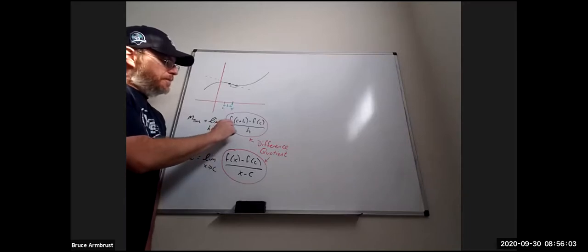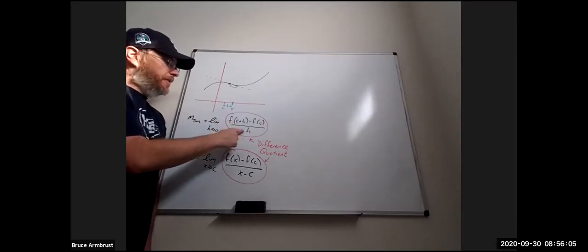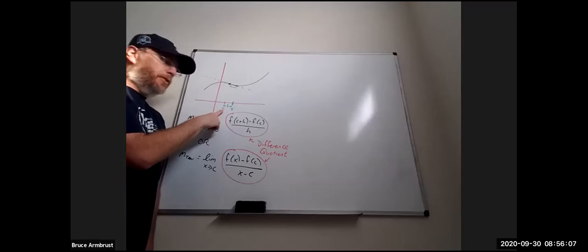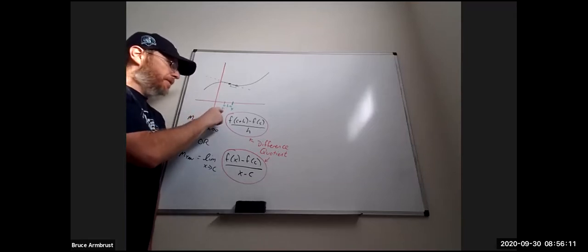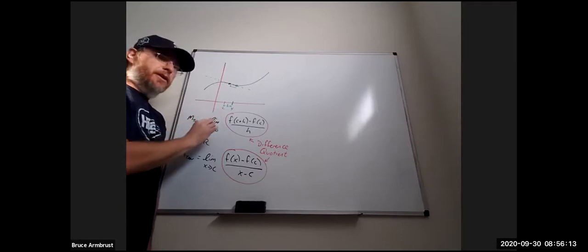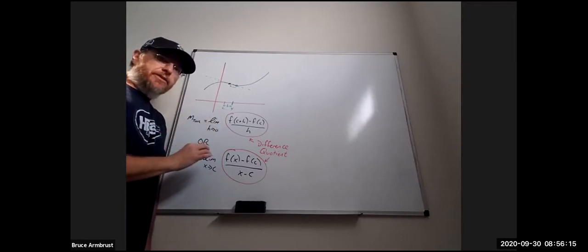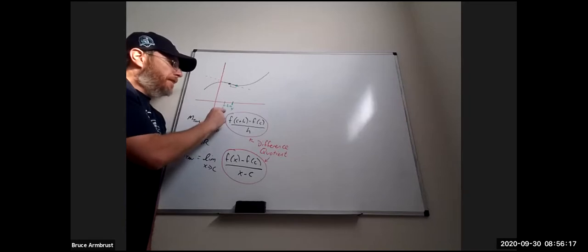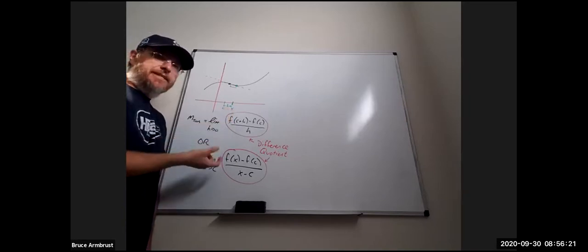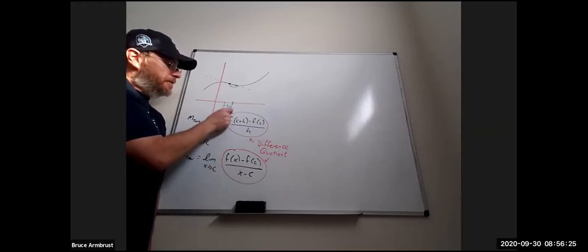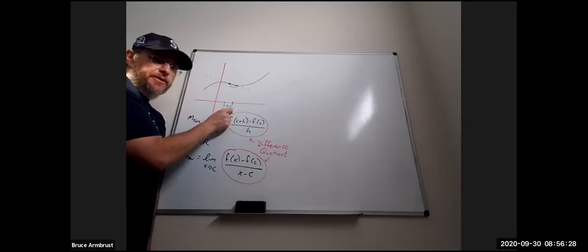So h is the distance between the point where we want to be. Okay, think about this blue one, the c. That's where we want to know instantaneous rate of change. Okay. And then there's another point that's over here that we're using to create a secant line. But having those 2 points far away from each other doesn't really help, right? The closer they get, the better the approximation is.